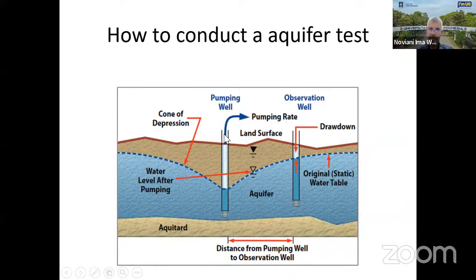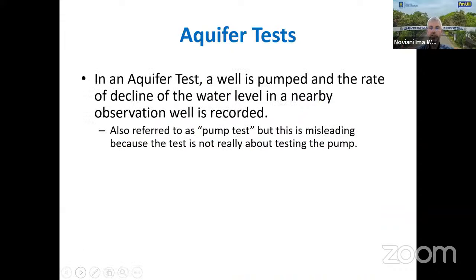So when you start pumping from the pumping well, the water level will drop. So the drawdown increases. The cone of depression will become larger, meaning that in our observation well, the drawdown is also increasing over time, right? Okay, so time is what we measure, and we're measuring the drawdown. So in the test, we pump the well at a specific rate, and then we record the drawdown in the nearby observation well. That's what the pump test is.